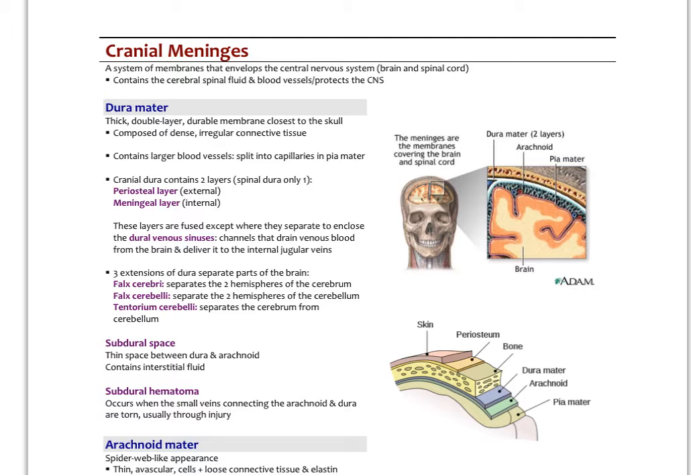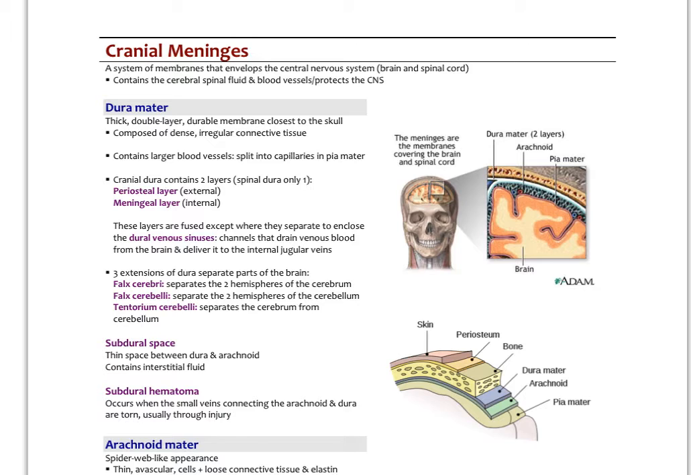So the brain and spinal cord are part of the central nervous system, and one of the distinguishing features of the CNS, or central nervous system, is that it walls itself off in a way from the rest of the body, and one of the ways it does that is through the cranial meninges. So this is really three layers of membranes that line the central nervous system and separate it from the body. Really, it helps to protect the CNS.